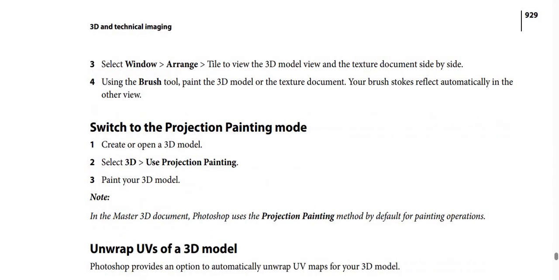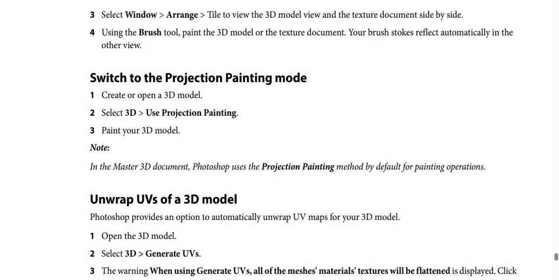Step number 3: select Window, then Arrange, and Tile to view the 3D model view and the texture document side by side. Step number 4: using the brush tool, paint the 3D model or the texture document, and your brush strokes reflect automatically in the other view.